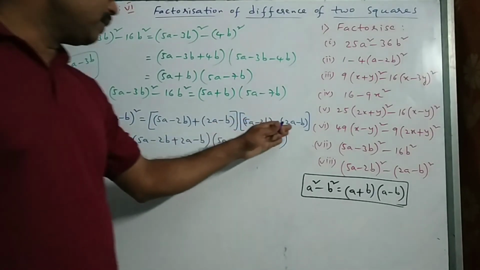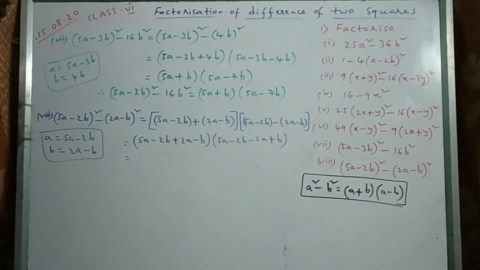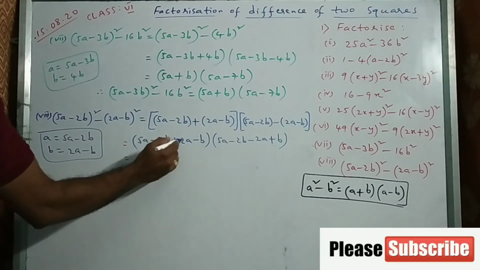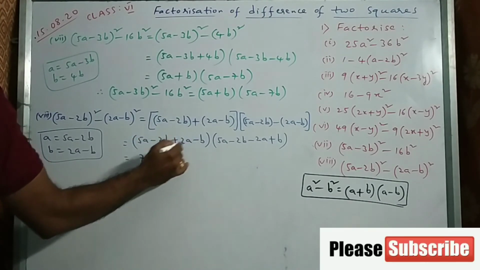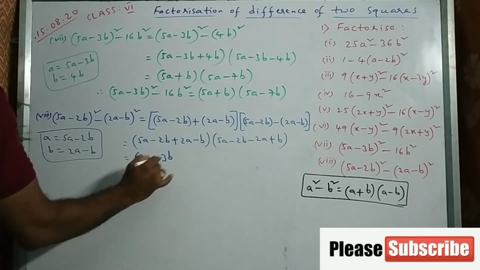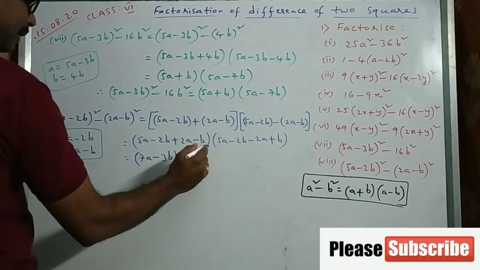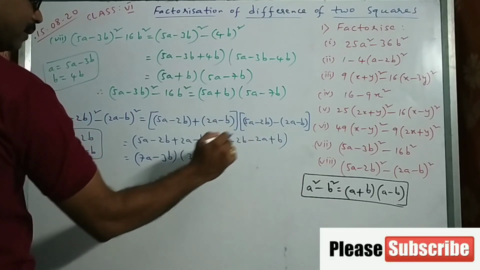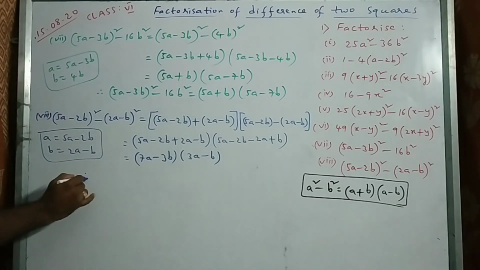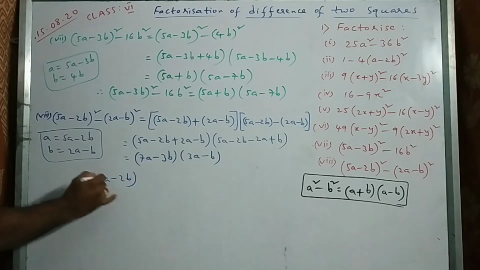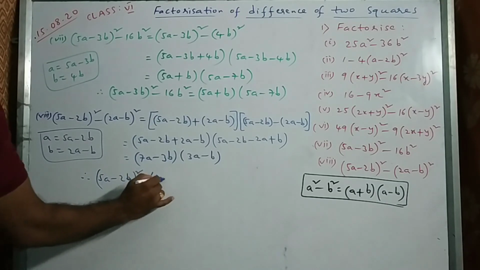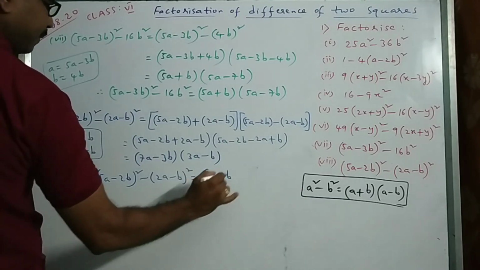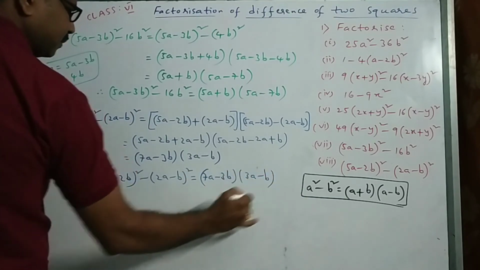If there is a negative symbol before the bracket, what should you do? You have to change the symbols inside. Minus 2a, minus into minus, plus b. 5a plus 2a, 7a. 2b and 1b, minus 3b. Both are negative. Negative means we have to add and write the same symbol. 5a minus 2a, 3a. Minus 2b plus 1b, minus b. Therefore, (5a minus 2b) whole square minus (2a minus b) whole square equals (7a minus 3b) into (3a minus b).